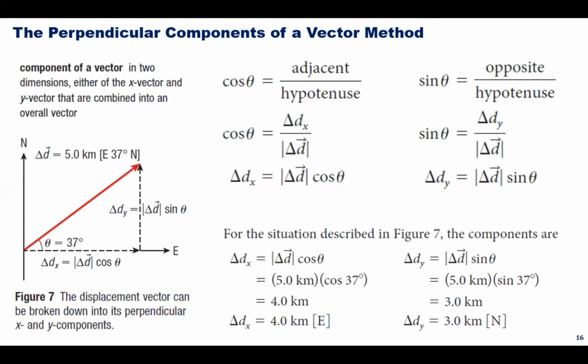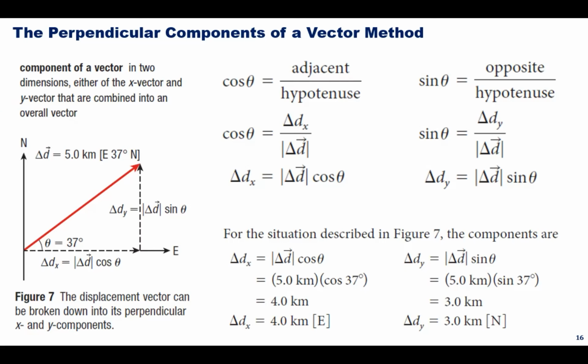Okay, so now let's have a look at the third method for a similar problem, which is called the perpendicular components of a vector method. The most straightforward way of adding two or more displacement vectors is to resolve or separate each vector into perpendicular components. For two dimensions, the perpendicular components of a vector are the parts of the vector that lie along either the x or y axis. This makes it easy to add components of several vectors that are all parallel.